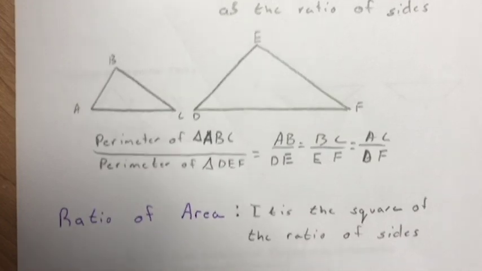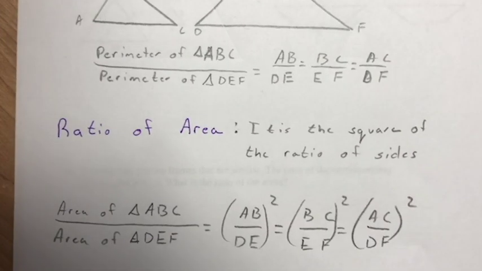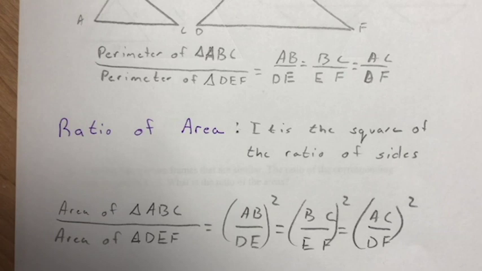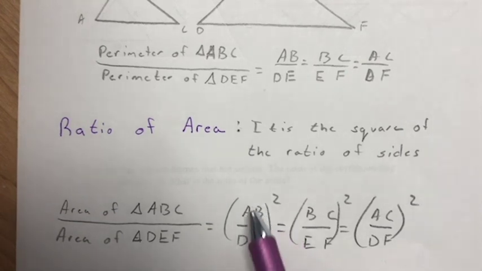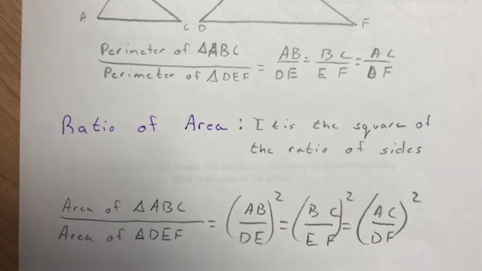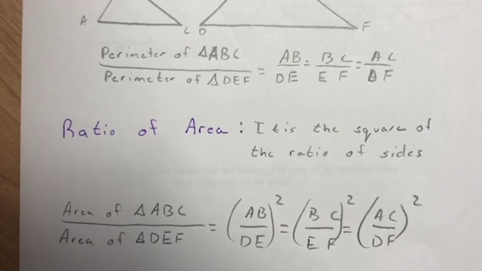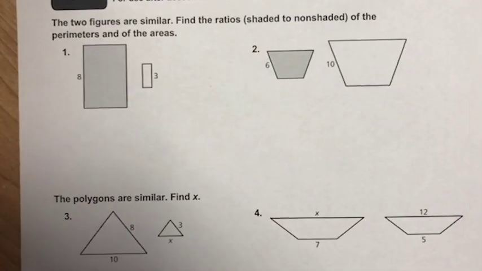Keep it simple. The ratio of the area is also simple. It's the square of the ratio of the sides. So if you know the ratio of this, square it, and you've got the ratio of the area. And you can reverse that process. So let's go ahead and hit a couple of problems, and it might make a little bit more sense.